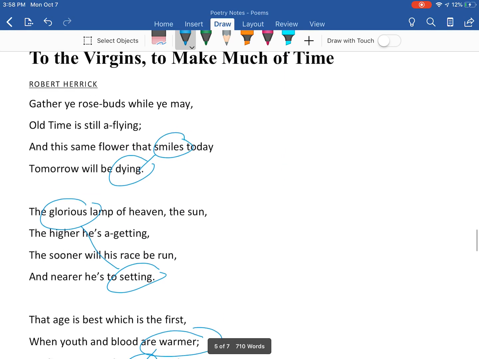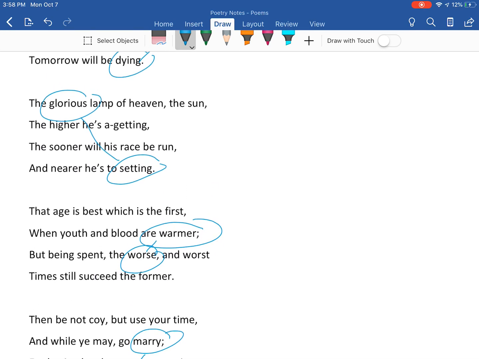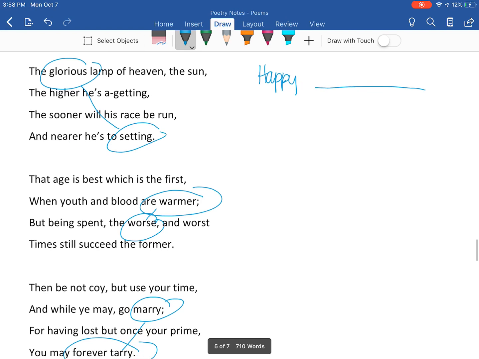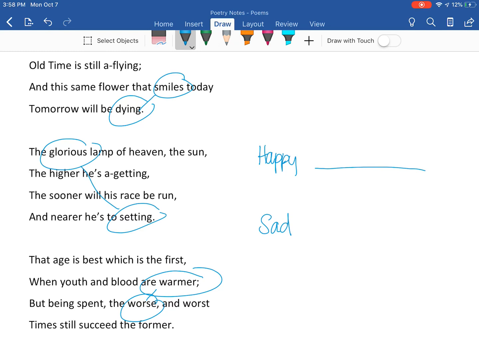So what I'm noticing in terms of tone is we kind of have two things going, because words like smiles, glorious, warmer, or merry, those are more happy. Whereas dying, setting, forever tarry, those are more sad. So for describing the tone, like I said, to say it's happy is too simple. But words like smile and glorious and warmer, those all have a playful feel to them. If you think about summer in terms of warmer and the sun being out, and then you have glorious and people are smiling, there's a playfulness to that.